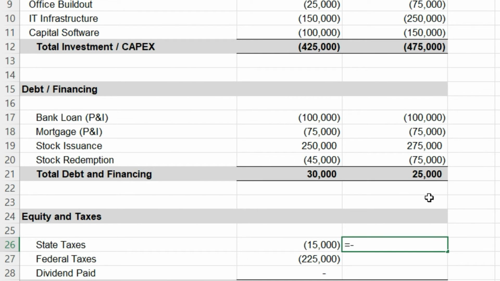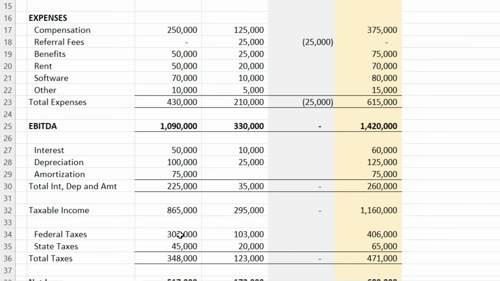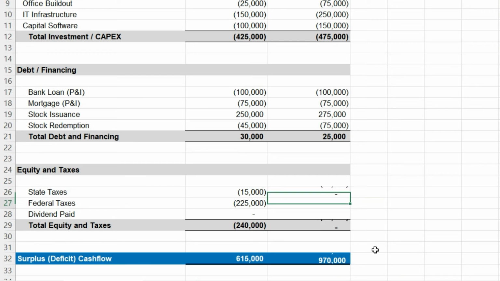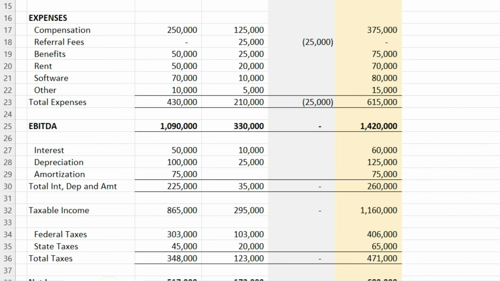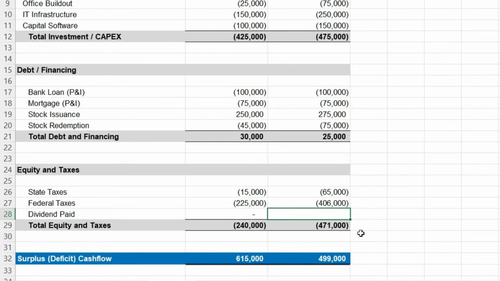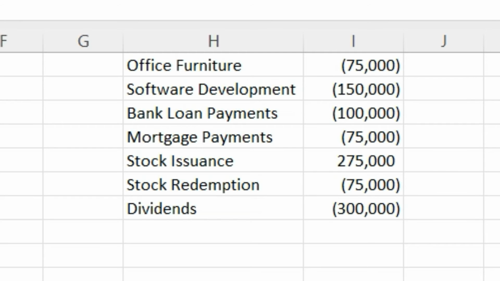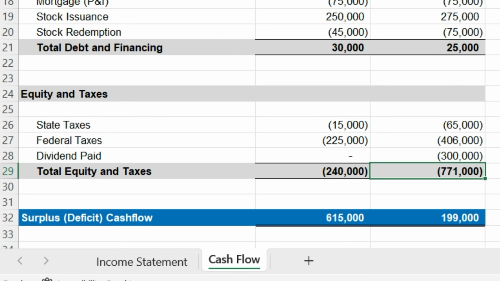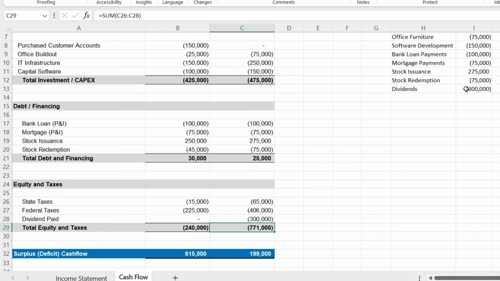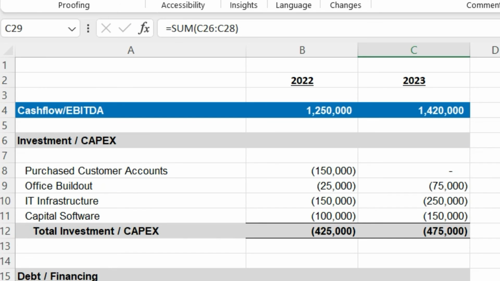This last section is going to be equity and taxes. This is going to be directly correlated to your income statement. How profitable were you during the year? Did you pay any taxes to the federal government? Did you pay any state taxes? And did you declare any dividends? These are all cash uses of the business during the year, so we need to deduct them on our cash flow statement. In this instance, we're layering in our state taxes from our P&L, our federal taxes from the P&L, and then any dividends that were declared and paid to the shareholder.